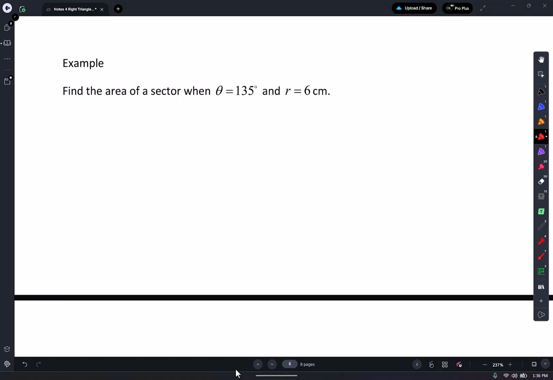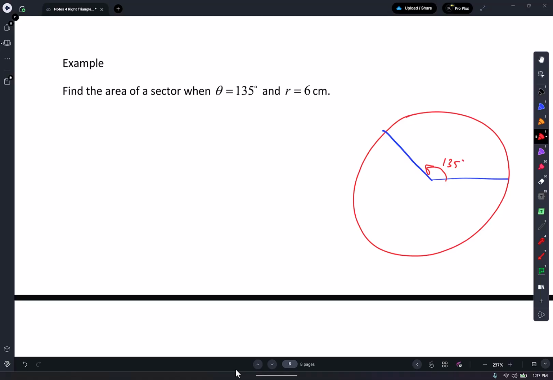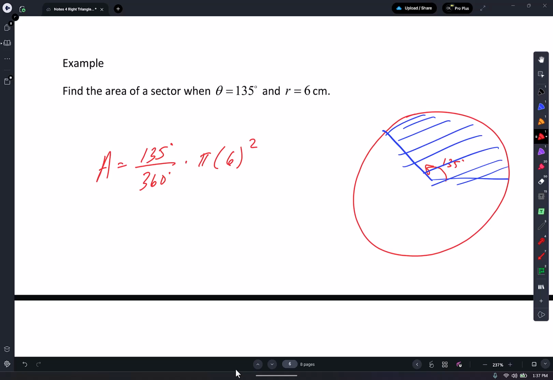We're almost done. Find the area of a sector when theta is 135 degrees. Okay, so here we go. Area of a sector. So here's my circle. And 135 degrees, I'm going to go bam. And 135 degrees is probably like right there somewhere. So there's my 135. And it wants to know the area of this part. So what are you going to do? Area equals 135 over 360. This is like a percentage times pi times 6 squared, pi r squared.